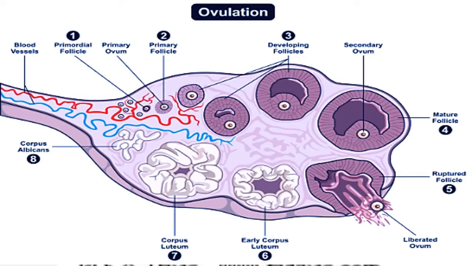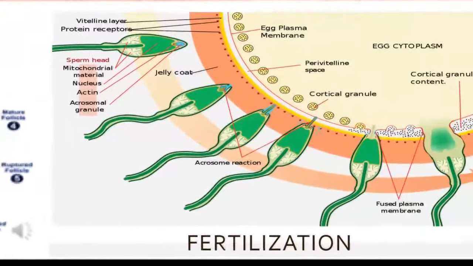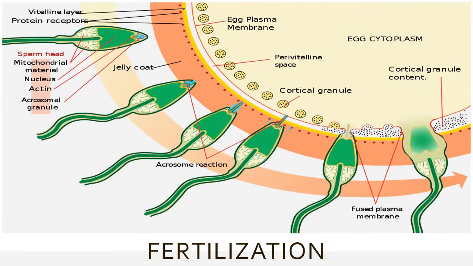So this is a picture of ovulation. As you could see, here's the liberated ovum. This is considered the secondary oocyte. This is a picture summarizing the events of fertilization. Together with this content is a video that you can view that will explain the events of fertilization.